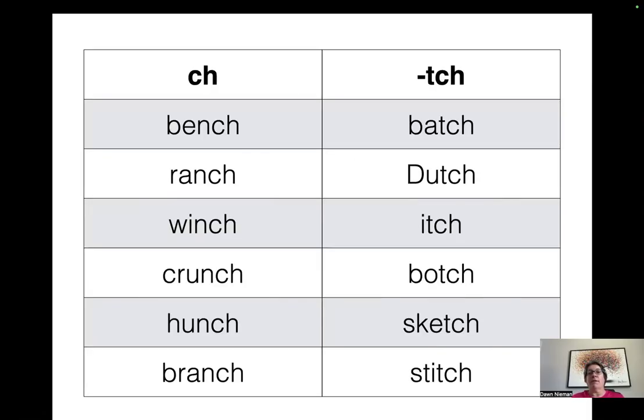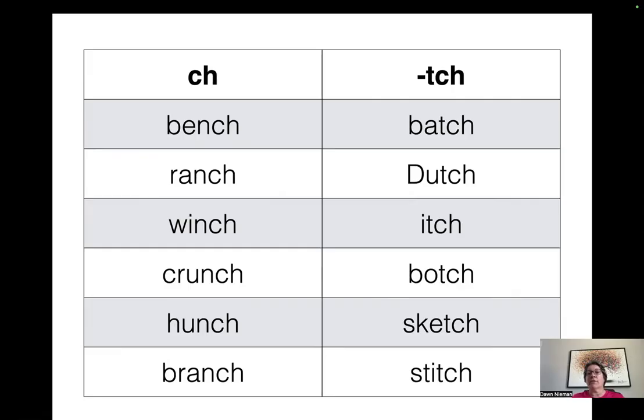So maybe you have them read back and forth. Maybe you have them read one column at a time. Ask them, of course, why is it CH? Why is it TCH? Or why can't it be the other one?